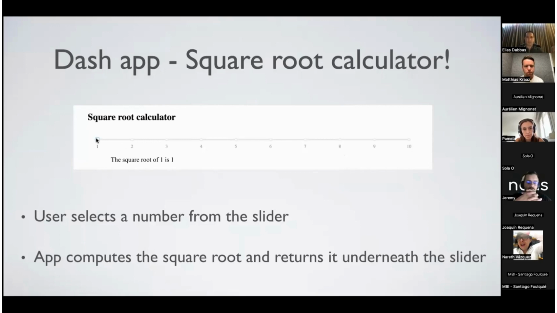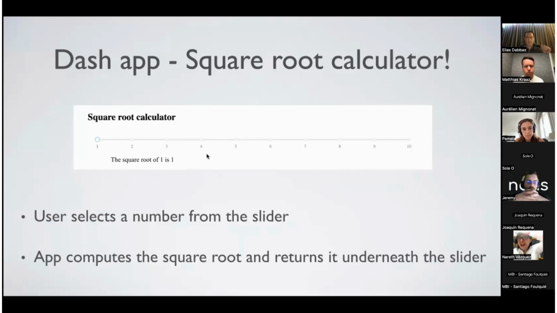Very simple app, of course. So if the user selects 1, in the background, we're going to be doing something, and we're going to output that result, and we're going to say the square root of input, which is the number 1, is 1, which is the square root of 1. And if you choose 2, 3, the same thing happens.